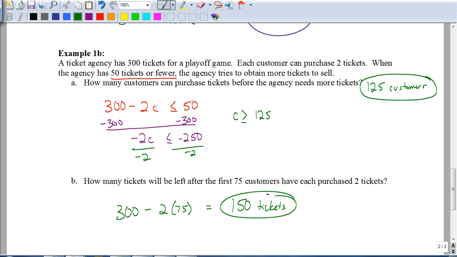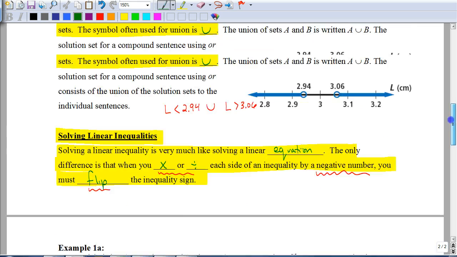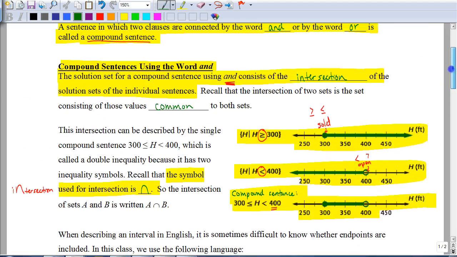So hopefully that gives you an idea about how to solve inequalities and how to graph them. Again, the key here is that when you're graphing them, if it's less than or equal to or greater than or equal to, you graph using a solid point. And if it's just less than or greater than, that means a point's not included, so you would use an open point.